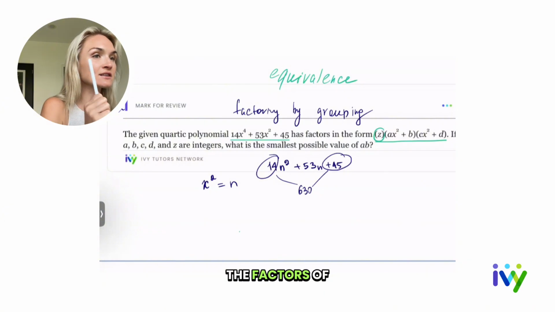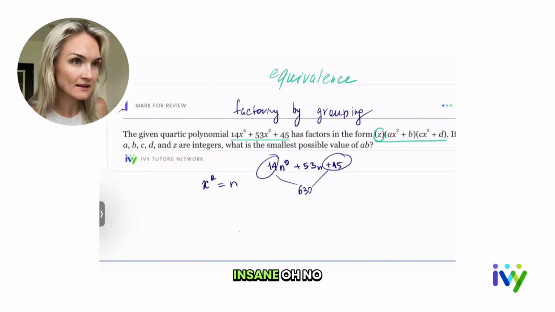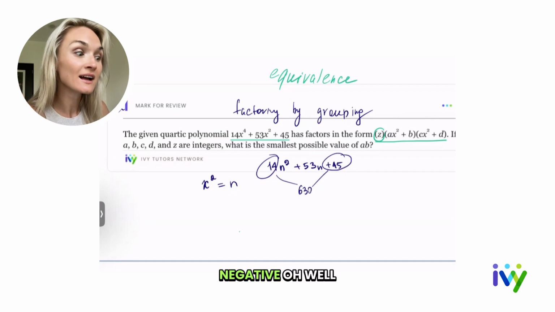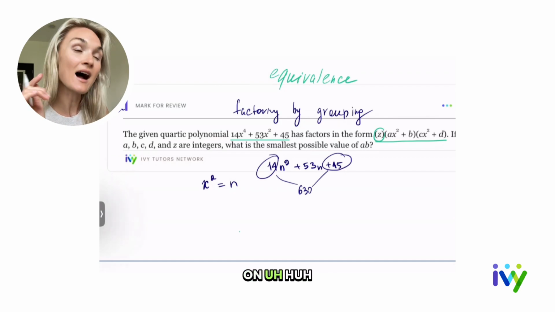Now, what are the factors of 630 that add up to 53? If you're going to be doing it manually, you're going to go insane. Oh no, it's 63 and negative. Oh, well, okay, wait. This is the part I got stuck on. Very good, very good.